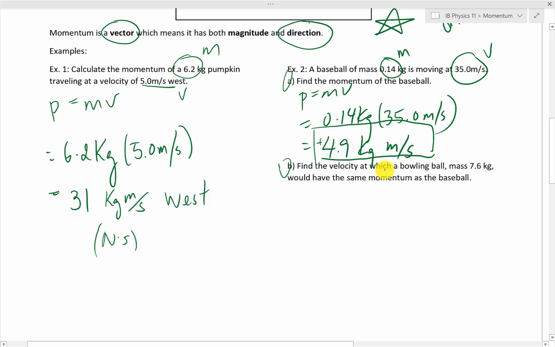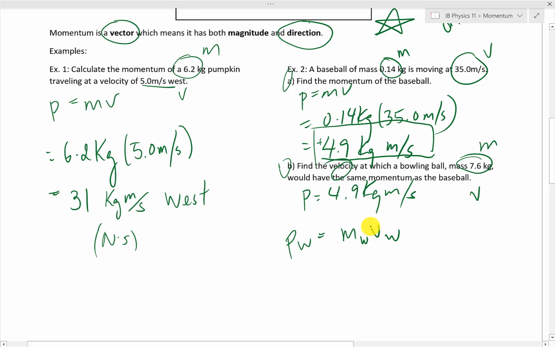B, find the velocity at which the bowling ball, mass, okay, a new object here, 7.6 kilograms, would have the same momentum as the baseball. Okay, so the baseball's momentum is up here. We have 4.9 kilograms times meters per second. Okay, so then we want to find the velocity this time. Here I have the momentum of the bowling ball with a W, equal to the mass of the bowling ball times the velocity of the bowling ball, W for bowling.